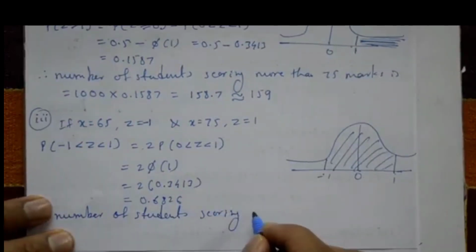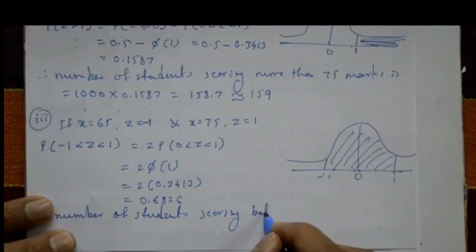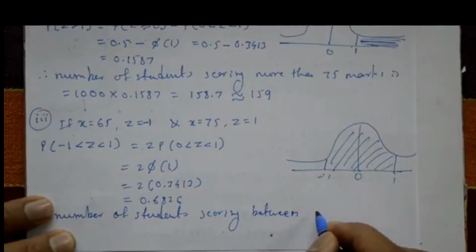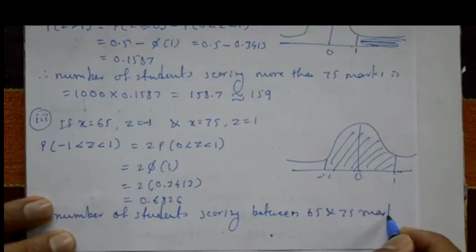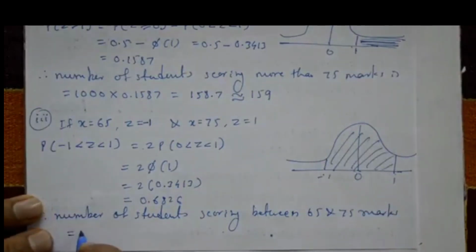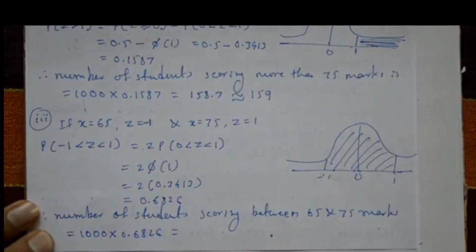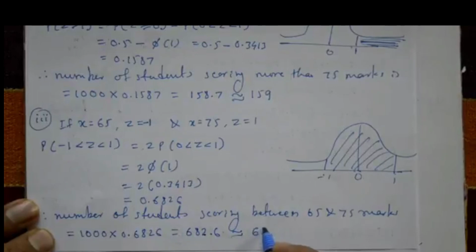But calculating for 1000 students, the number of students scoring between 65 and 75 marks is 1000 times 0.6826, which is equal to 682.6, approximately 683 students. Now this is the required solution.